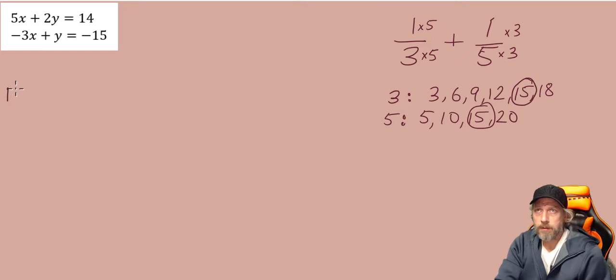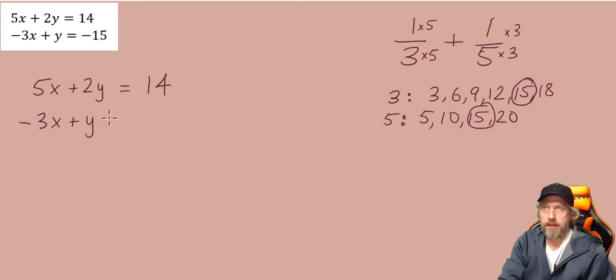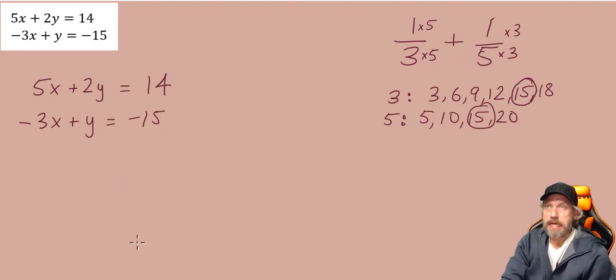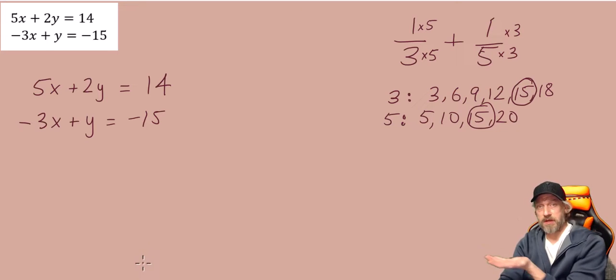Again, it's about multiplying. So let me just rewrite the first equation, 5x plus 2y equals 14. We'll also rewrite the bottom, negative 3x plus y equals negative 15. And the way that we multiply to get the new LCM, that common multiple, is that we have to multiply this number to both sides of an equation. That's our way of keeping things legitimate.